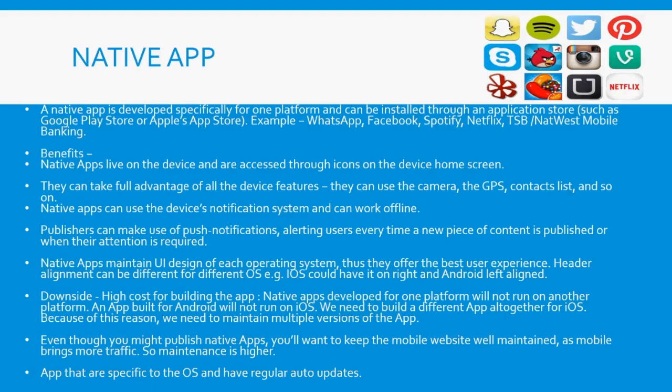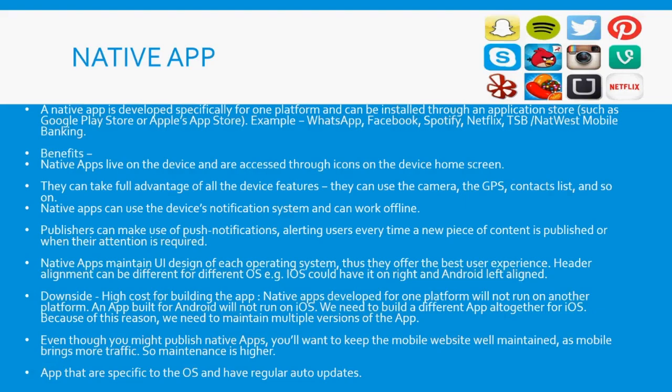Now, native apps are installed. You have to install them from either the Google Play Store or the Apple App Store. A lot of the examples that we have are WhatsApp, Facebook, Spotify, and others. Now, the benefit of this is that they are easily accessed through icons on your devices.